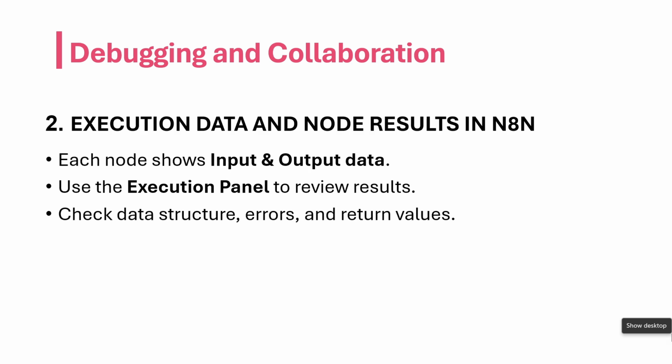So, first of all, the easiest debugging method is using the execution data panel. When you execute a workflow or a single node, n8n shows exactly what data entered the node and what came out of it. You can view JSON inputs and outputs, making it easy to identify whether things might be going wrong. For example, missing keys, wrong formats, or failed API responses. You can also toggle between nodes to trace how your data evolves through the workflow.